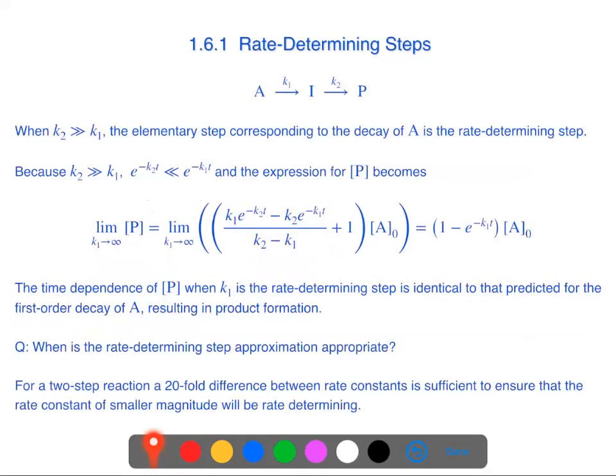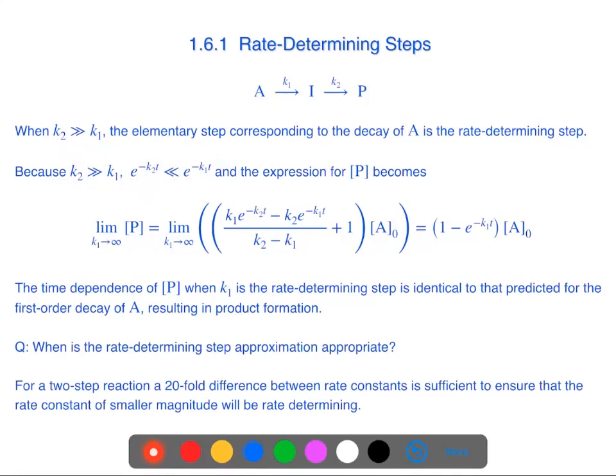Now we can look at the other limit, that is k2 is much greater than k1. So in this scenario, the elementary step corresponding to the decay of A is the rate determining step. And so if we carry out the same simplification, we can state again that k2 being much greater than k1, that results in the exponential term e to the minus k2t being a much smaller value than e to the minus k1t. And so again, we can simplify our particular expression.